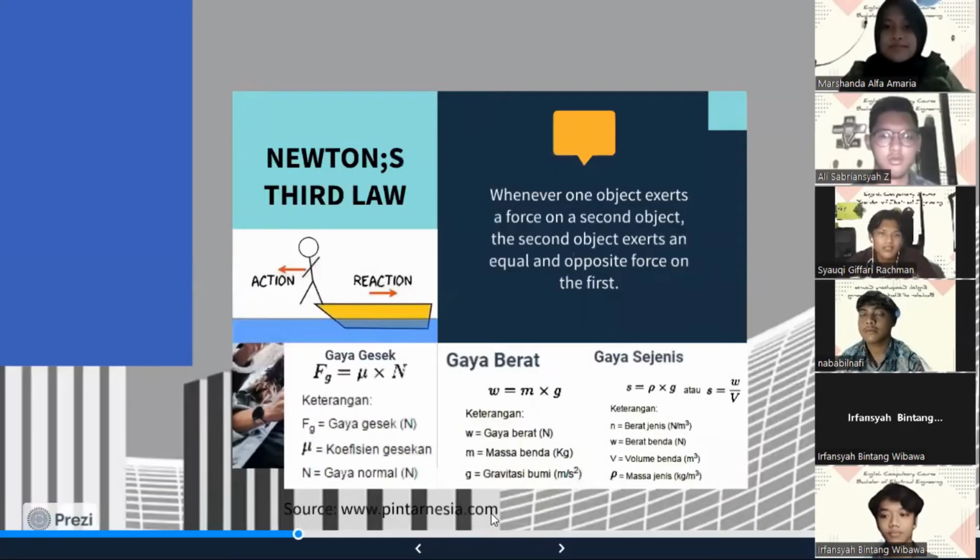And then the third law of motion. The question is, what happens when two objects interact with each other? If one object exerts a force on another object, the object that is subjected to the force will exert a force equal in magnitude but opposite in direction. Or we can say that every action has an equal and opposite reaction.